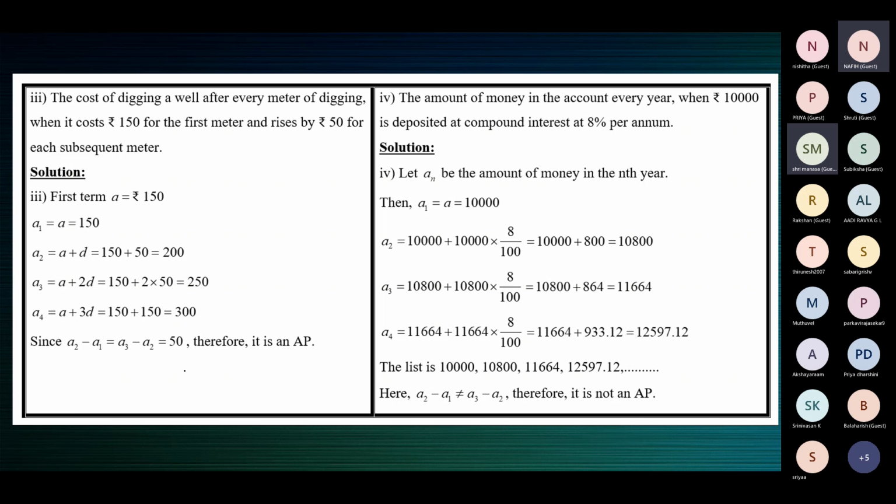So when rupees 10,000 is deposited at compound interest at 8% per annum, that means when you deposit, you have 10,000 in your account at the beginning of the first year. The bank will not give you interest as soon as you give money to the bank. At the completion of a specific term, the interest is credited to your account.